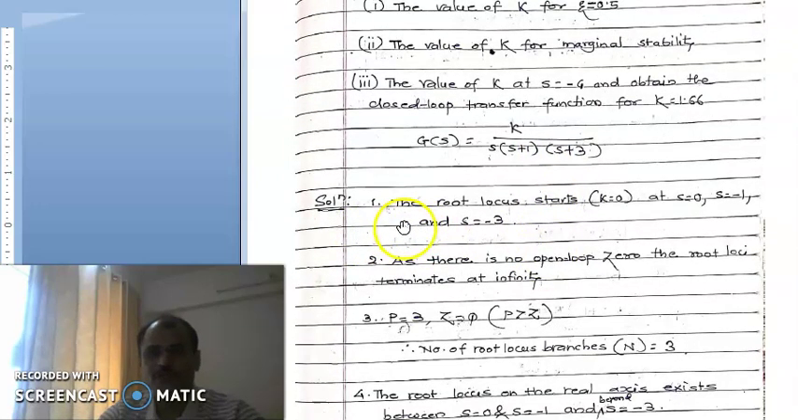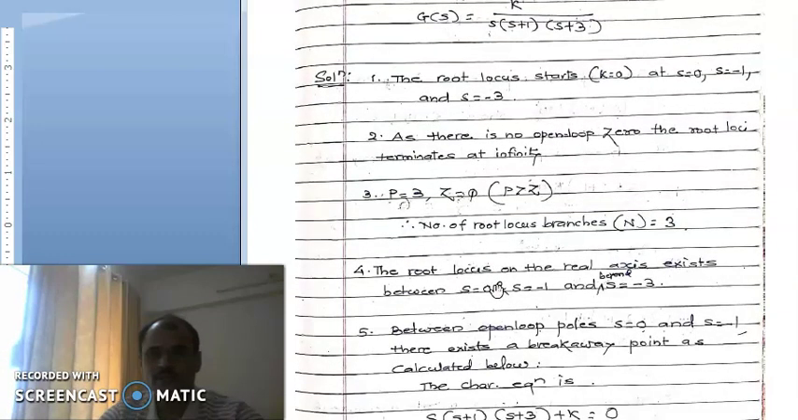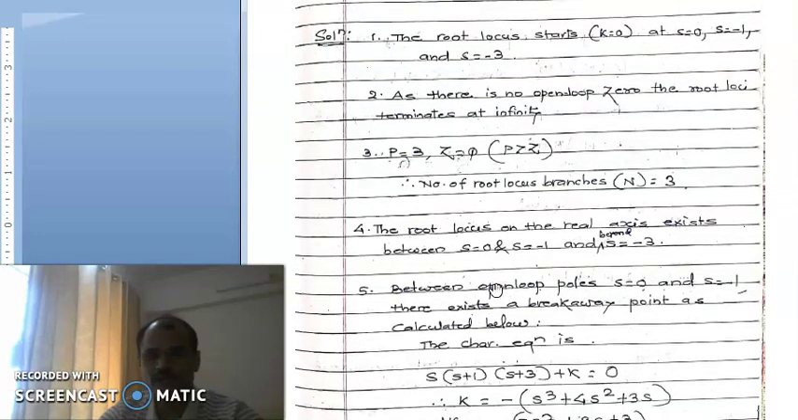By procedure step number 1, the root locus branches begin respectively from the open loop poles s equals 0, s equals -1, and s equals -3. There are no zeros, therefore the terminations are at infinity. Number of branches, step number 3, n is equal to p. You can understand there are 3 branches, because no zeros, so number of poles 3, therefore number of branches are 3.